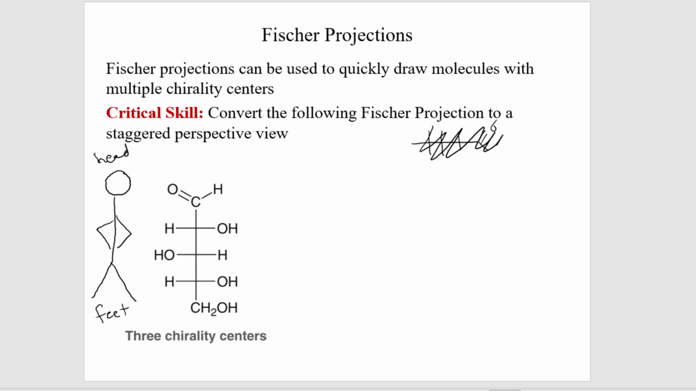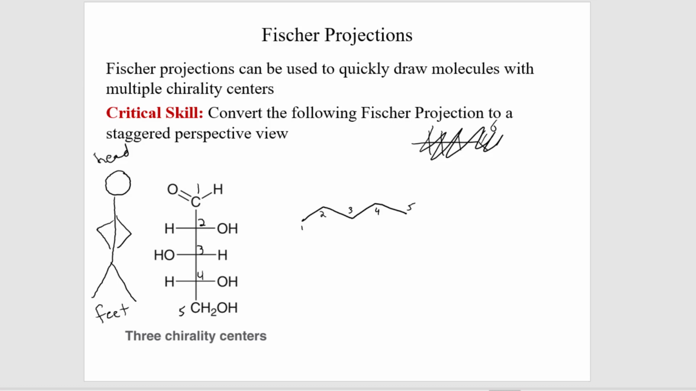So I like to stand a person right next to it and say, okay, I've got my head and my feet. Okay, so now what I'm going to do is I'm going to count out my carbons from the aldehyde. Carbon 1, 2, 3, 4, 5. This means I have to do a 5-carbon zigzag. 1, 2, 3, 4, 5.